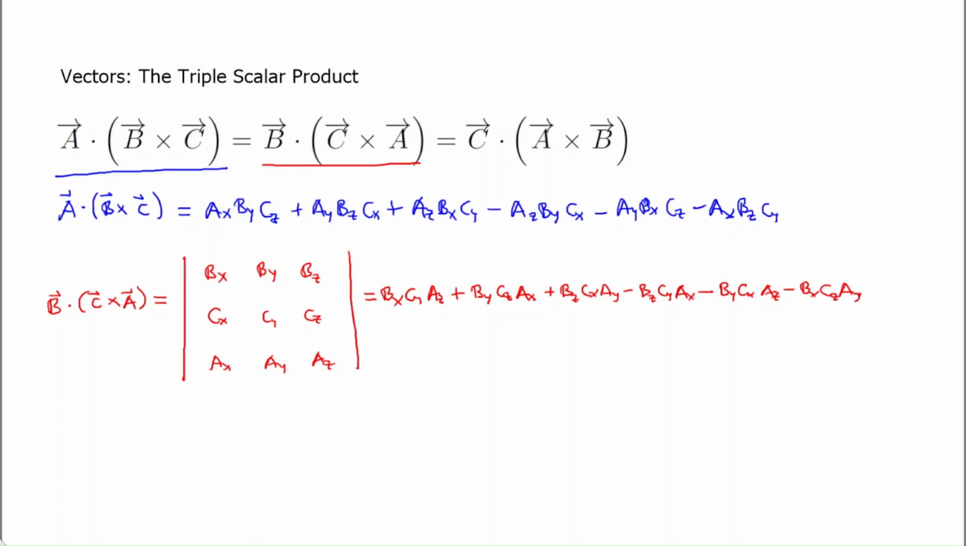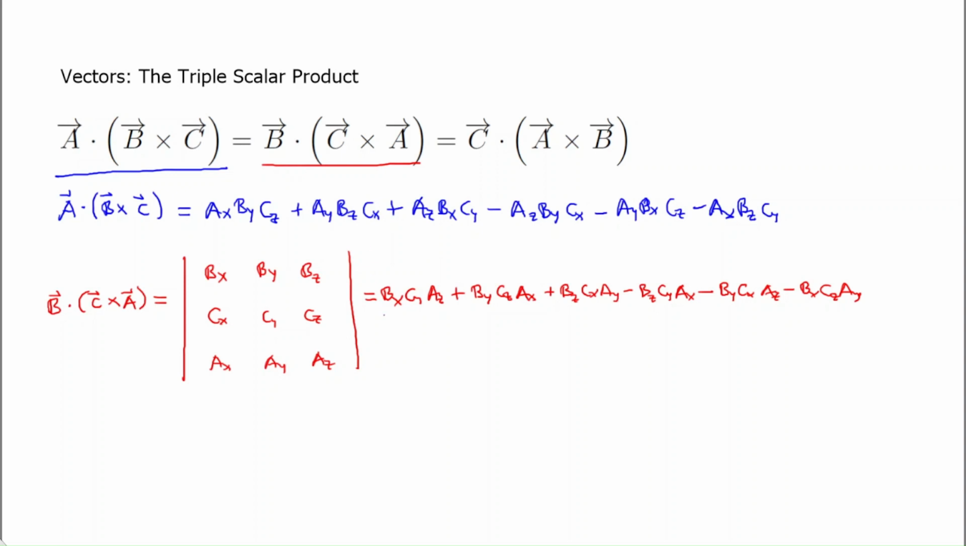Now, if it is true, as I have asserted, that we should get the same thing here, then we basically should have the same 6 terms, 3 positives and 3 negatives, maybe just in a different order of addition, or the individual terms may have the A, B's, and C's, X, Y, Z components in different orders. But let's just go through and check that we really do have the same 6 terms in each one.